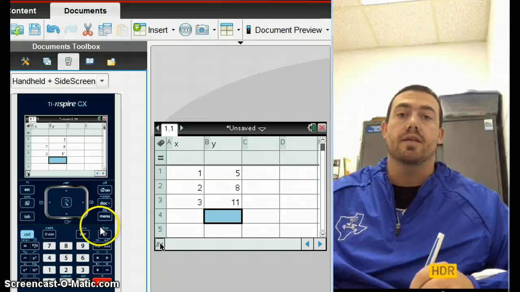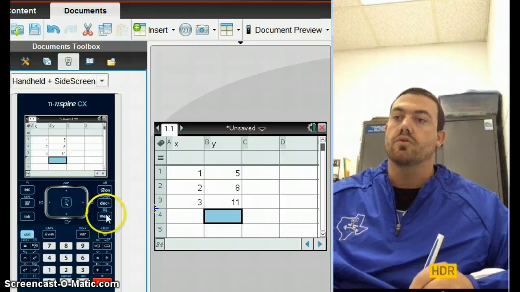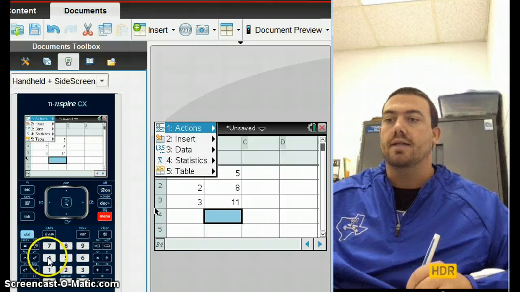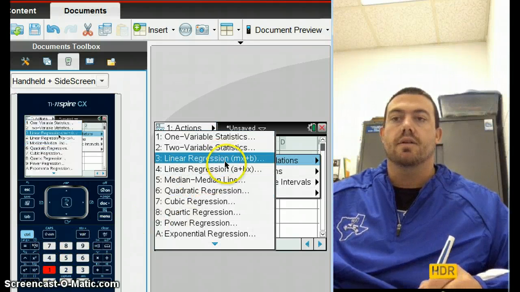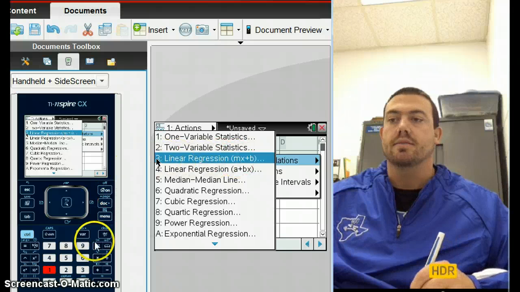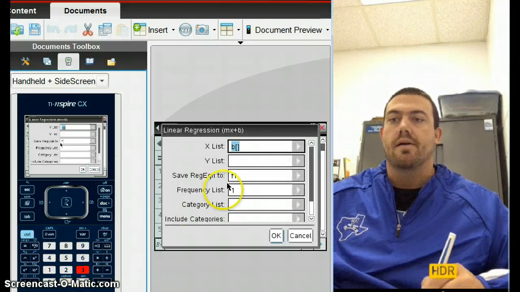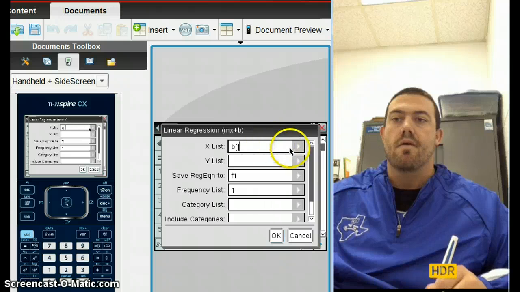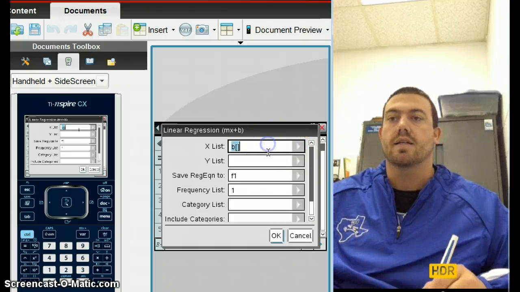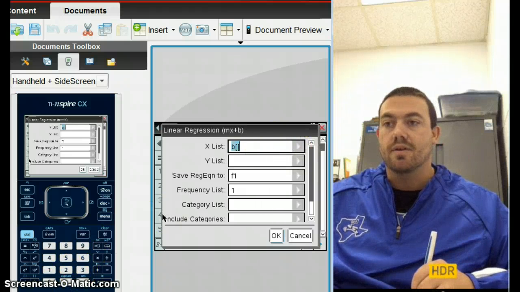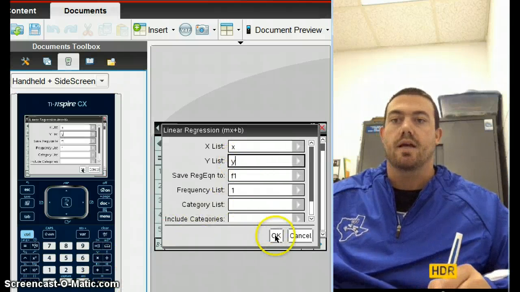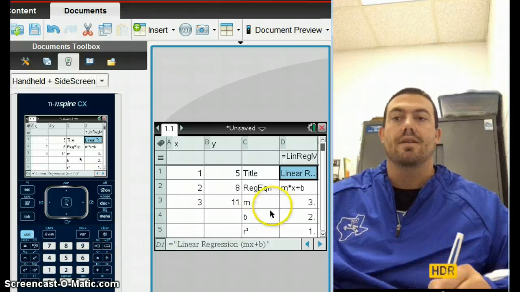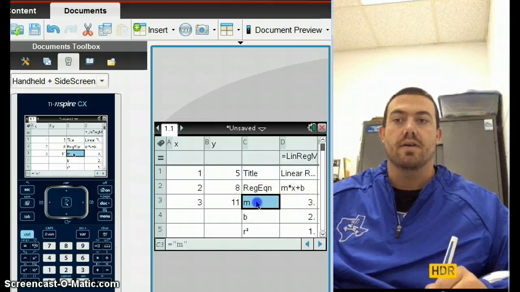And remember, to find the equation of the line, we go to menu, let's do stats, stat and calculation. And the one that looks like what I want is number 3. So let's click on that one. We got to tell it what we want. Or actually, if you have this thing highlighted, you can just type on it. I want that one to be x, and this one to be y, and then click OK, and there's your equation. It says that we have m is equal to 3, b is equal to 2.